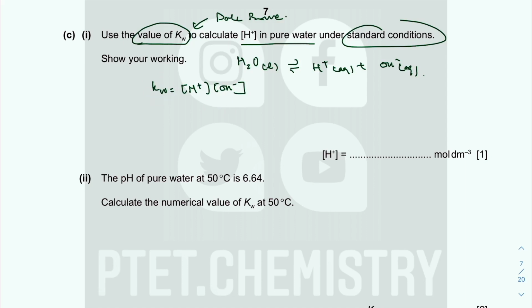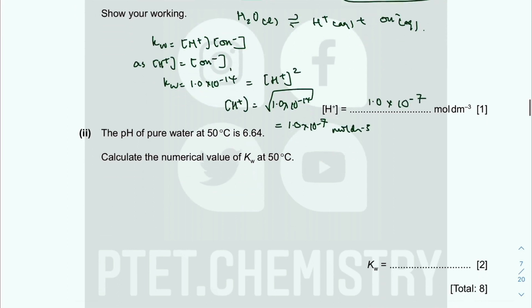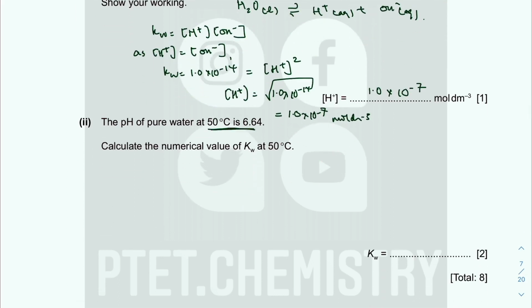Special, yeah? Okay. So the H plus concentration equals the OH minus concentration, because 1:1, right? 1:1 in the balanced equation. So Kw is equal to 1.0 times 10 to the power minus 14 from the data booklet. This is equal to H plus squared, because they are equal, right? So I just have the concentration of H plus squared. Don't forget you need to square root. So do that on your calculator, and then you will get 1.0 times 10 to the power minus 7 mole per dm cube. Alright.